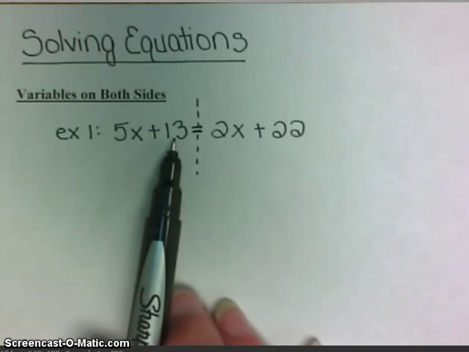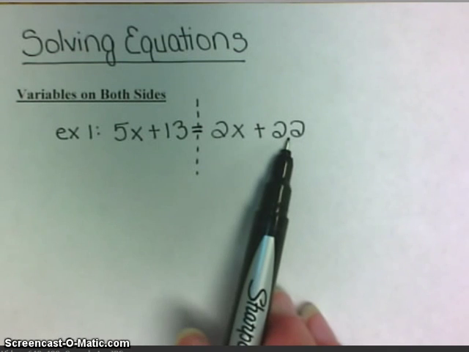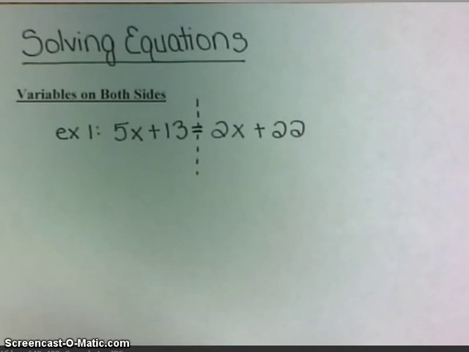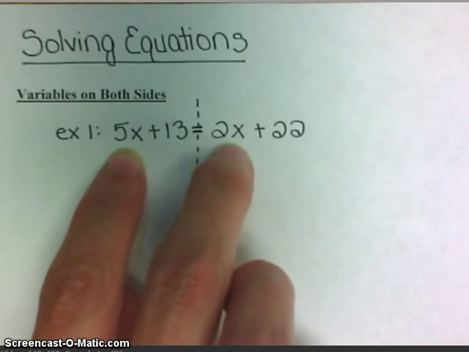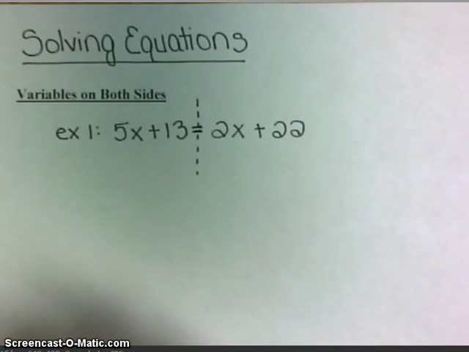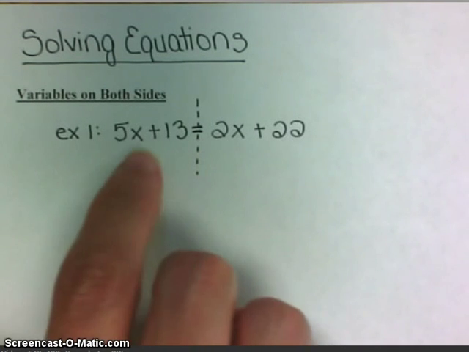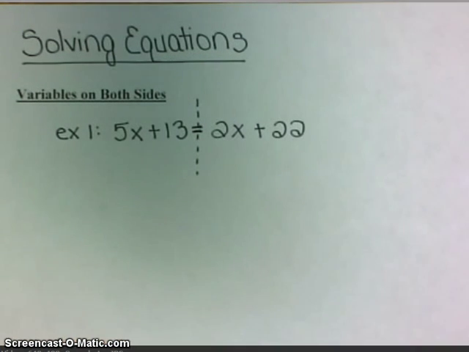The same thing goes for the 13 and the 22. Those are like terms, but they're not on the same side, so I can't just add those together. What I have to do is move one of these variables to the other one. So we either have to take the 5x and move it over here, or I have to take the 2x and move it over here.